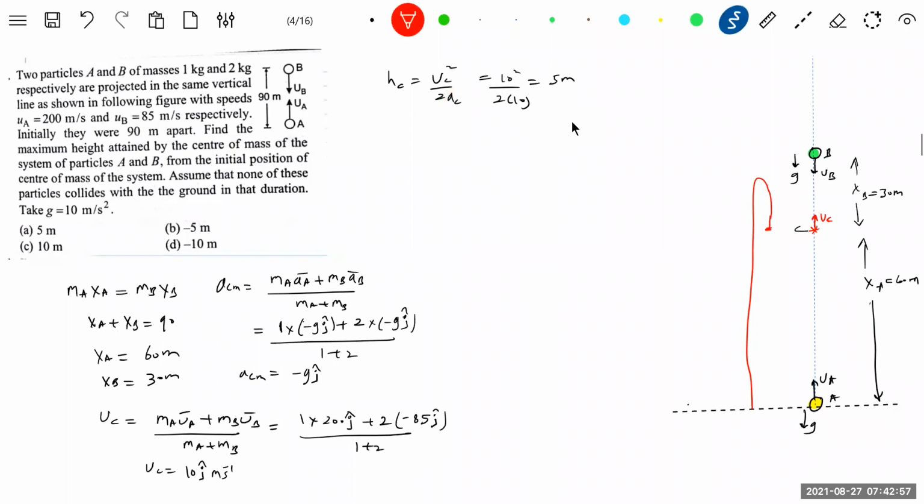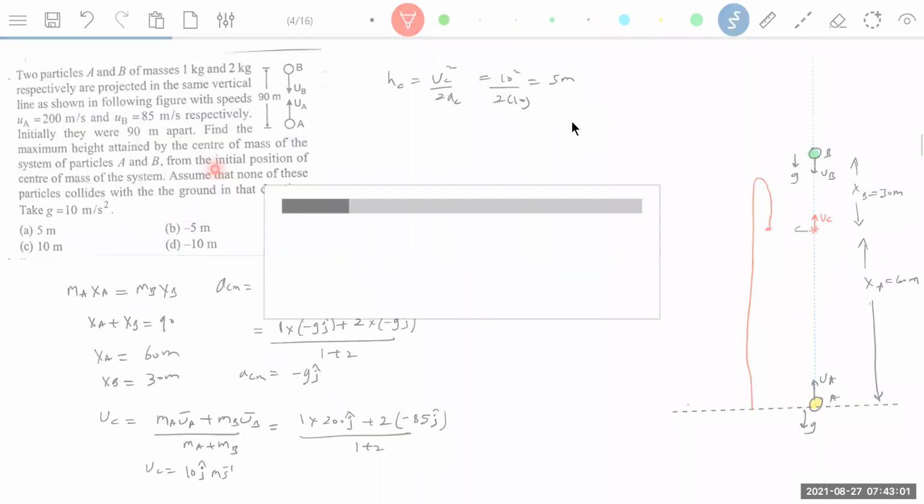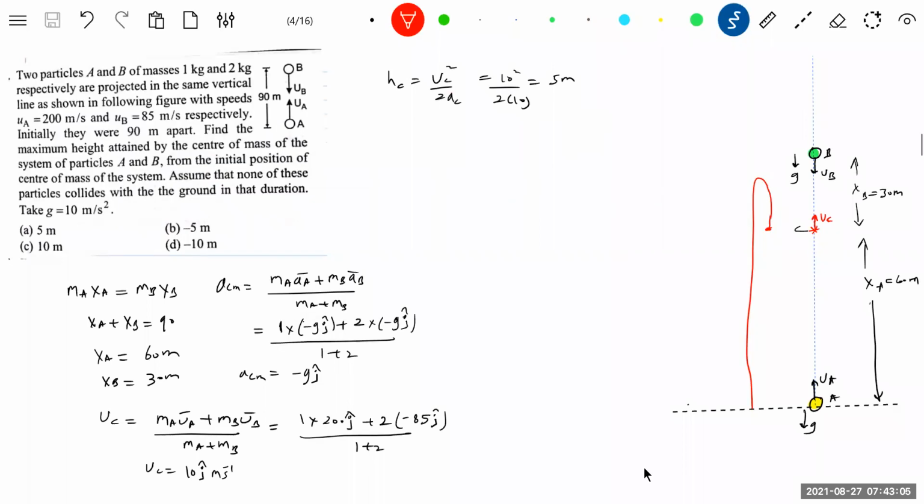Not thinking, just listening to the class. How far can I help you? How do you substitute a negative sign here? You have to substitute only the magnitude, no? After substituting sign only, I got this equation. Okay, this was the maximum height ascended.